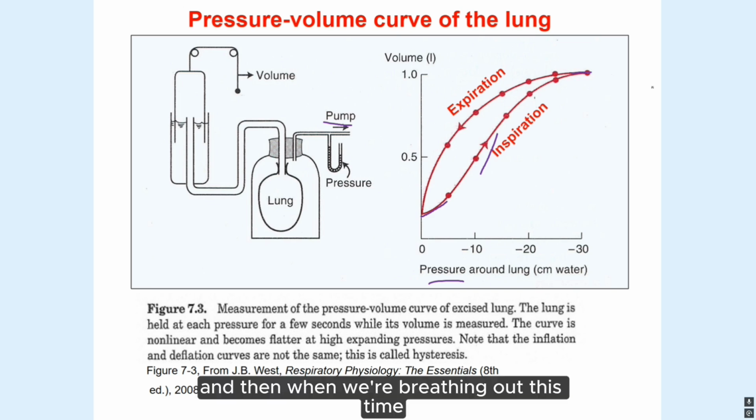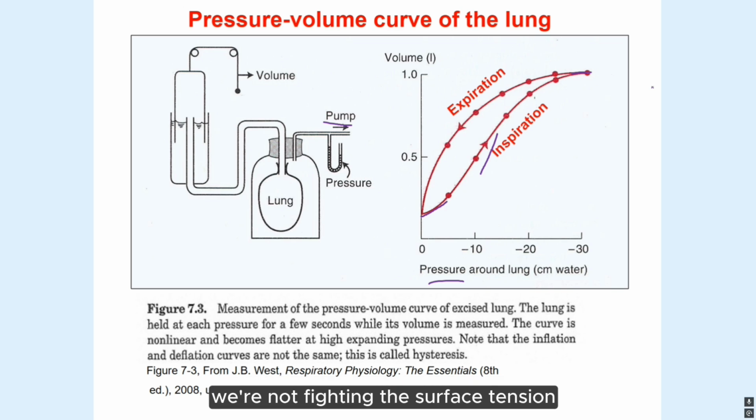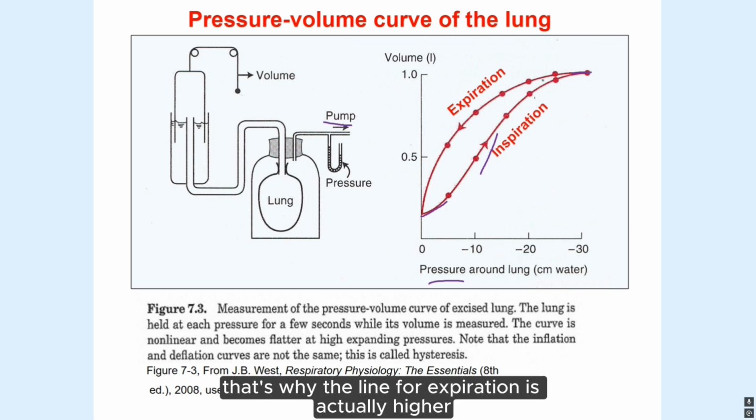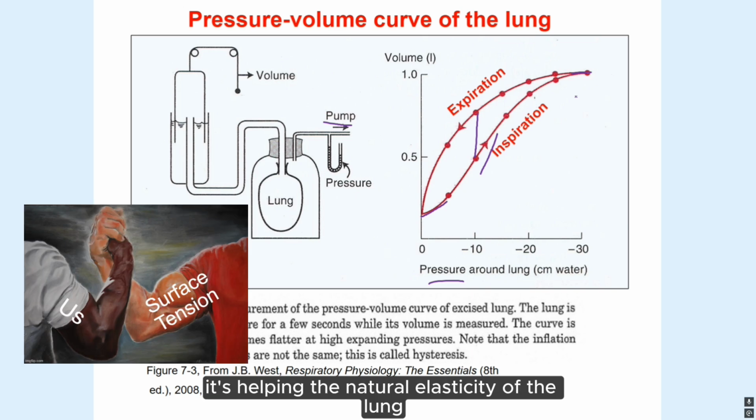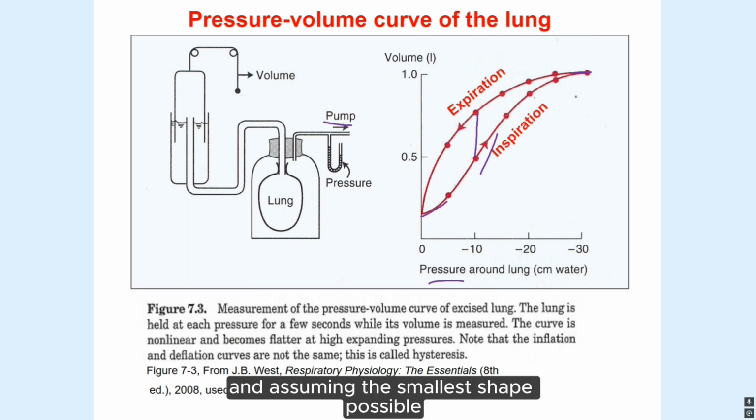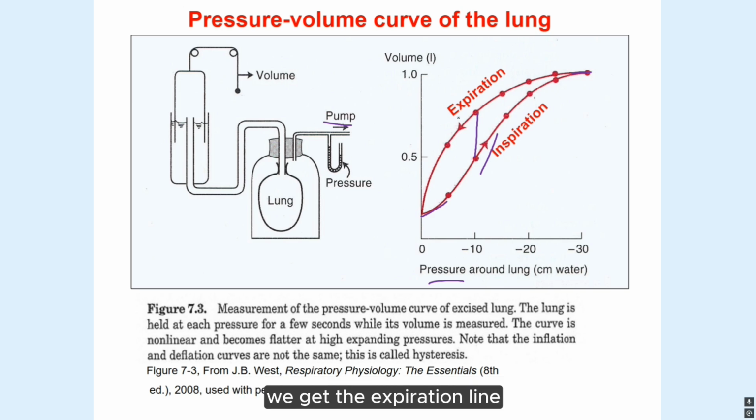And then when we're breathing out, this time we're not fighting the surface tension. That's why the line for expiration is actually higher than the line for inspiration. In fact, not only are we not fighting against the surface tension, it's helping us here. It's helping the natural elasticity of the lung in assuming the smallest shape possible for the alveoli. And so, as a result of all of this, we get the expiration line. It's higher than the inspiration line. And this difference between them is what we call hysteresis.